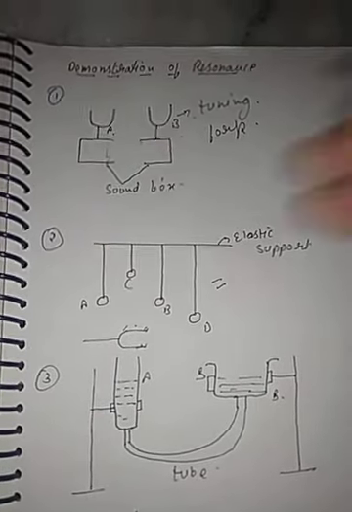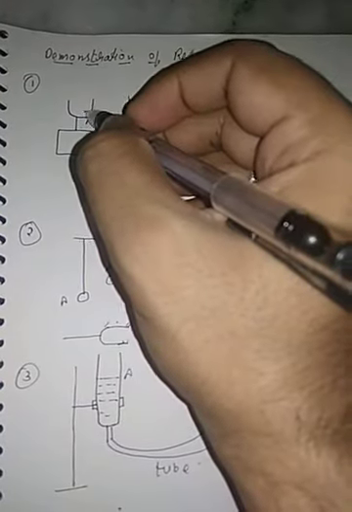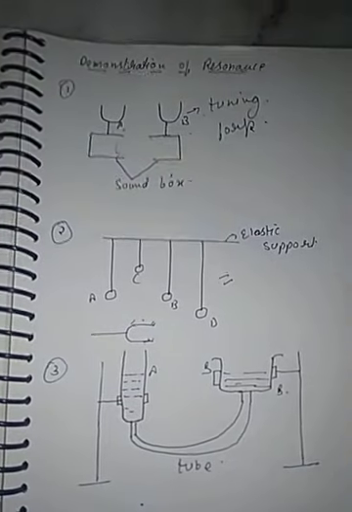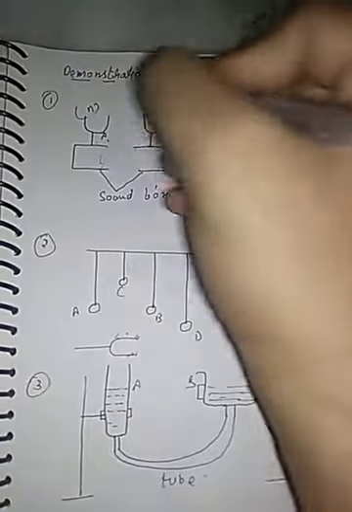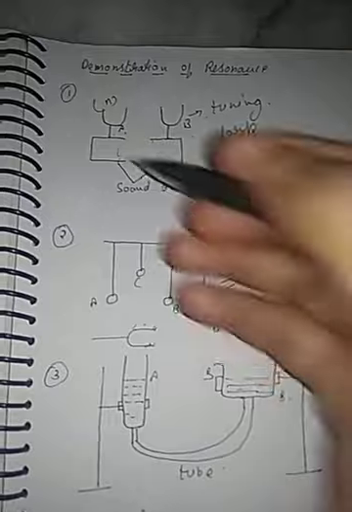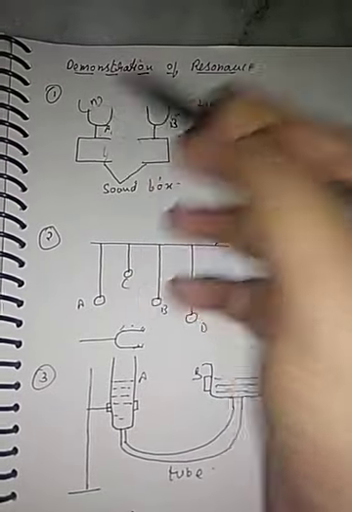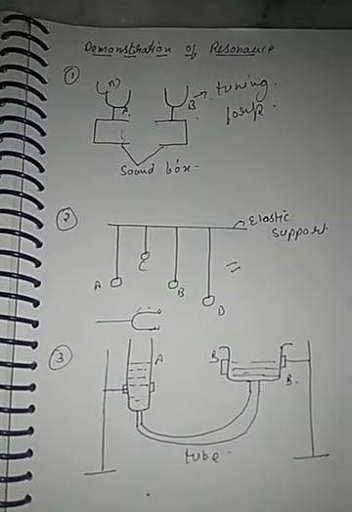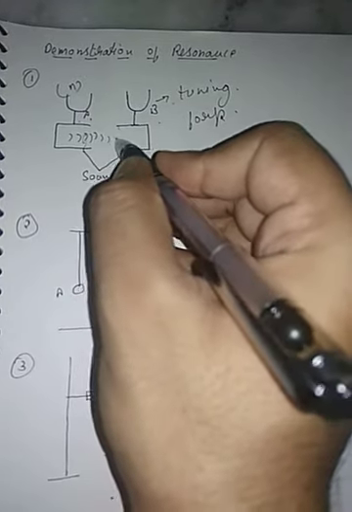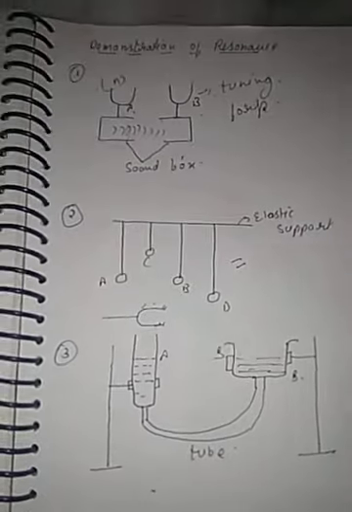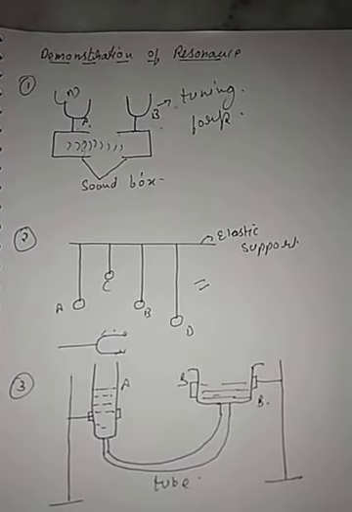They set tuning fork A vibrating with a frequency of N. They give certain energy to tuning fork A and it starts vibrating with the frequency of N. Now after some time, that energy is transferred to the hollow area of the box, and what they will notice is that tuning fork B also starts vibrating. Clear?